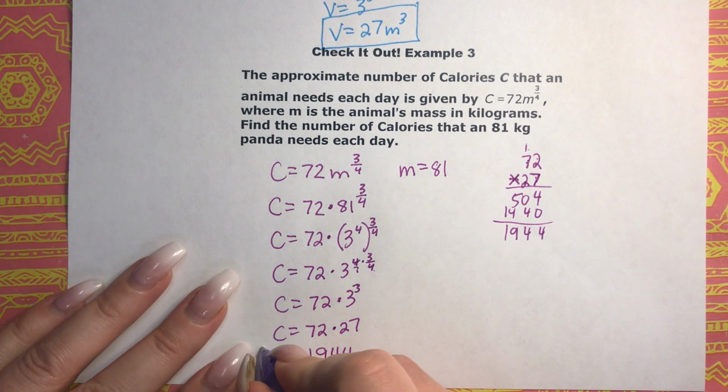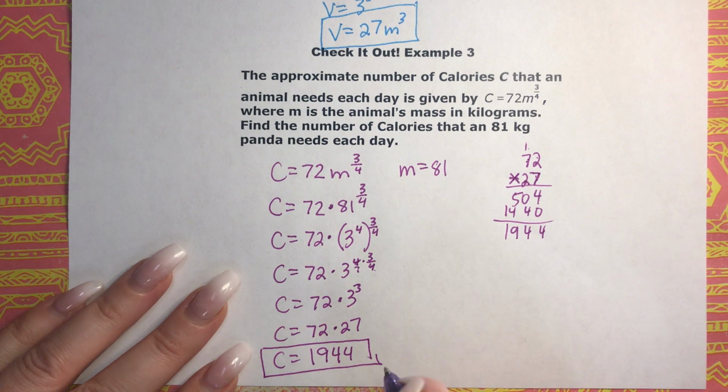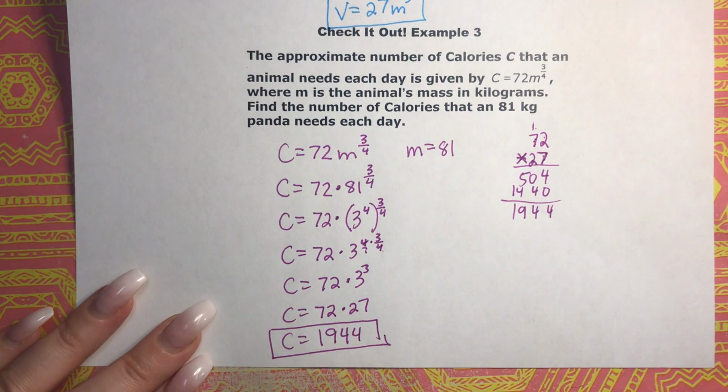So that is it. That's the number of calories. If you got that one right, awesome job. Okay, we'll see you in a little bit for example 4.